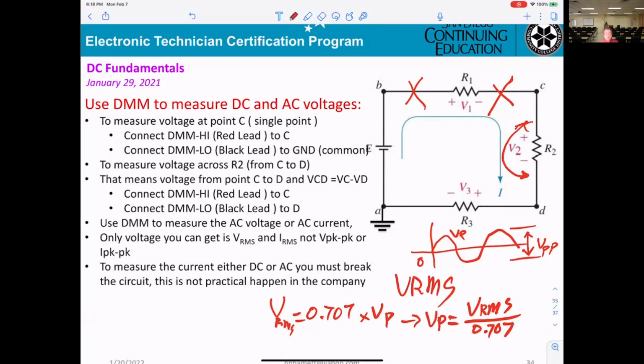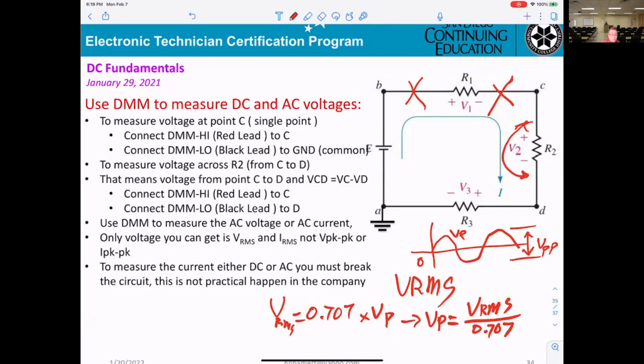So again, when you're using your DMM to measure the AC, the only voltage you're able to get will be VRMS. If you want V peak, then you have to use the formula to convert into V peak. When you get V peak, you can easily calculate the voltage V peak to peak. That means just two times V peak. That's a very basic thing technicians must know.